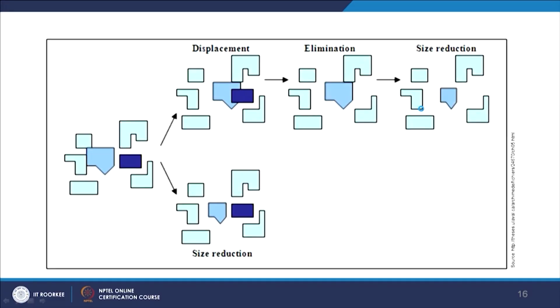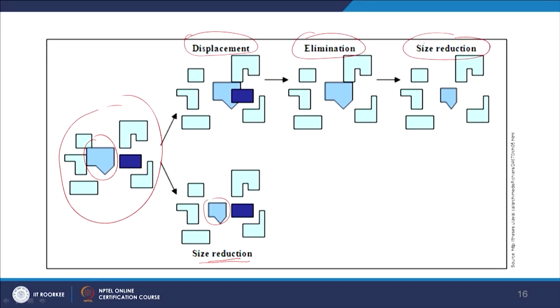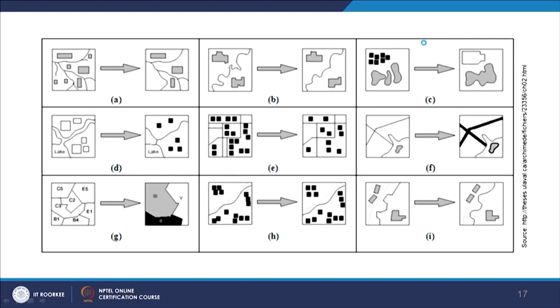Another very good example of that: this is my input data. Now, I can do the size reduction something like this, where everything has been reduced, especially if you focus on this blue block, or I can do the displacement, I can go for elimination, or again the size reduction. So, there are various ways people have implemented generalization, because there cannot be one fixed way. Mathematicians are always venturing in these areas, and they try to give us new solutions for generalization or other operations. Many such examples are here.